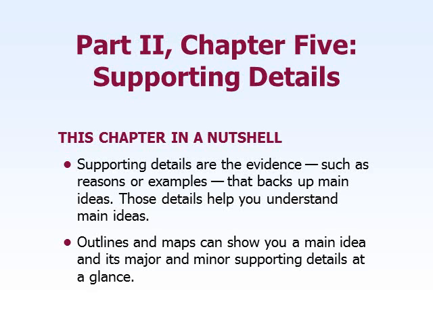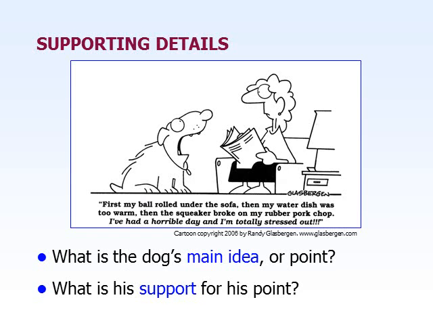The couple of things that we want to get out of this one is the question, what is a supporting detail? Basically, supporting details are reasons or examples that support the main ideas. These are the details that help you understand or explain the main ideas. This chapter focuses on two ways of breaking down the supporting ideas in a paragraph. One of those ways is an outline, and one of them is a map. So let's go through the rest of this.